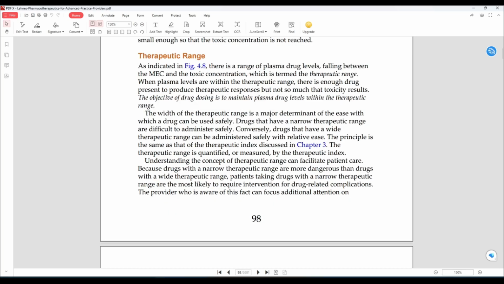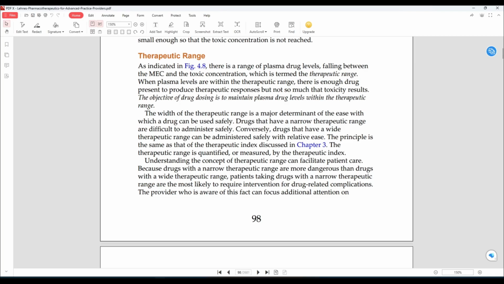So, we have therefore a therapeutic range. As indicated in the following figure 4.8, there is a range of plasma drug levels falling between the MEC and toxic concentration, which is termed the therapeutic range. When plasma levels are within the therapeutic range, there is enough drug present to produce therapeutic responses, but not so much that toxicity can result. The objective of drug dosing is to maintain plasma drug levels within that therapeutic range.